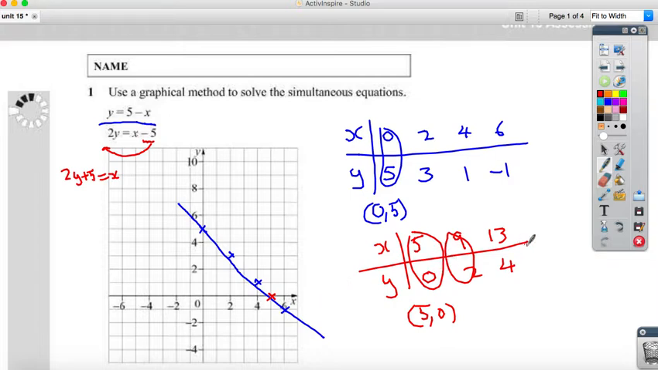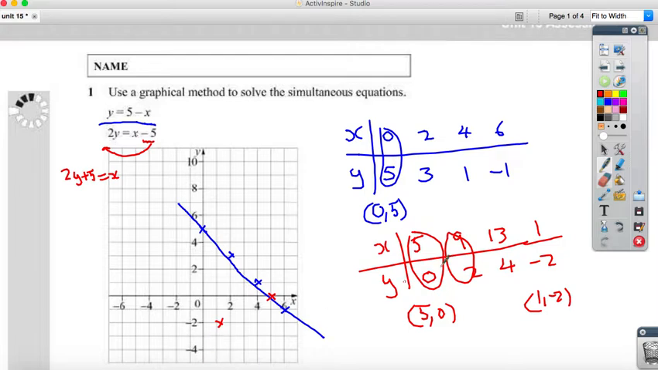So let's try, rather than 0, 2, 4, let's try minus 2 and see if that fits on. So we try minus 2, this one here. If I double minus 2, it makes minus 4, and add 5 makes 1. So I know that 1, minus 2 is going to be on the line. So if I go 1, minus 2, there's another point.